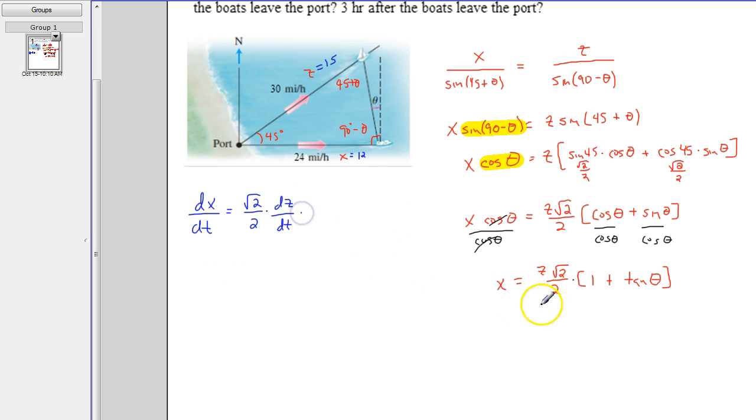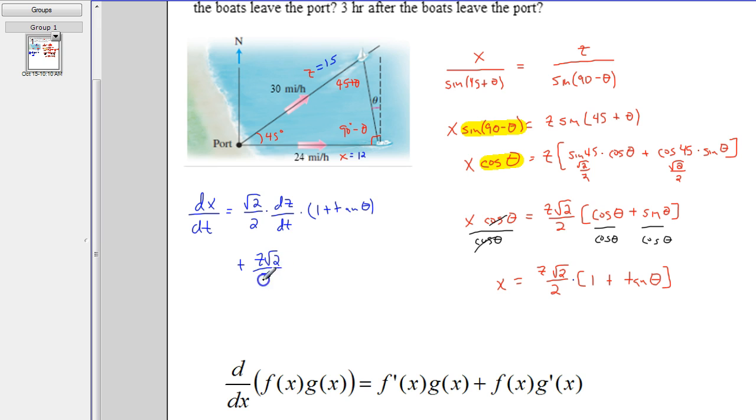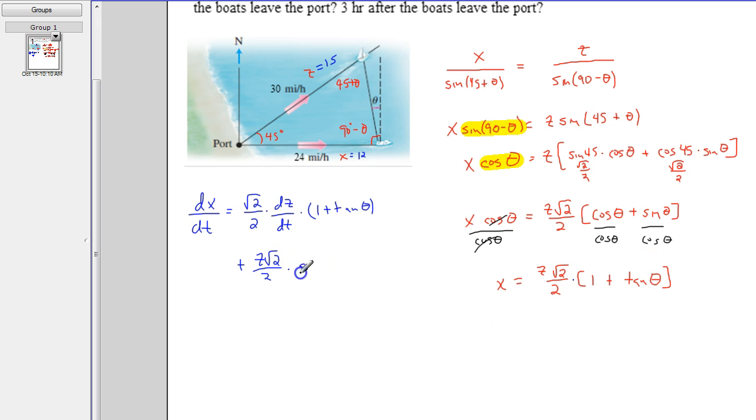Now I don't change the other original, so 1 plus tangent theta. So theta is a part of the derivative that we're getting. And then I leave this alone, so z square root of 2 over 2. And now I multiply by the derivative of this. The derivative of 1 plus anything, the 1 goes away to 0. And then the derivative of tangent theta is secant squared theta.